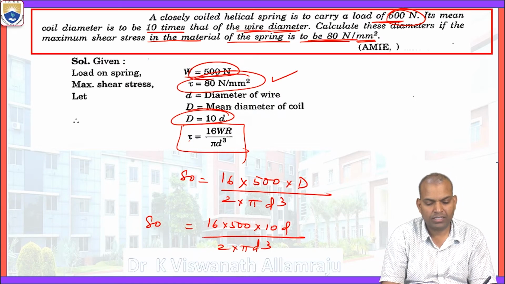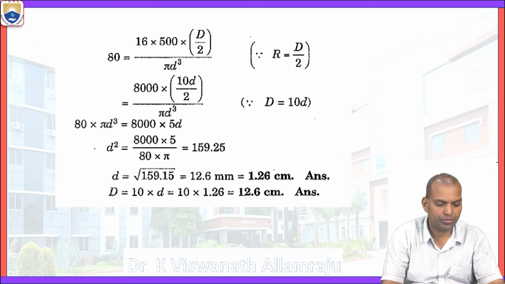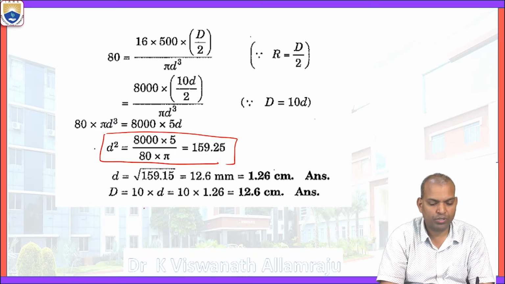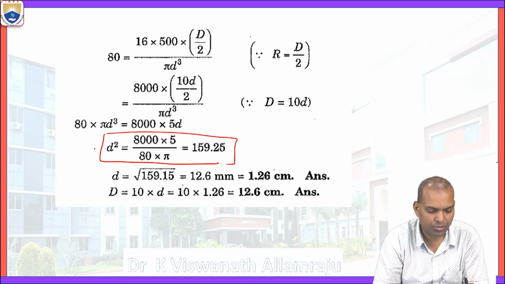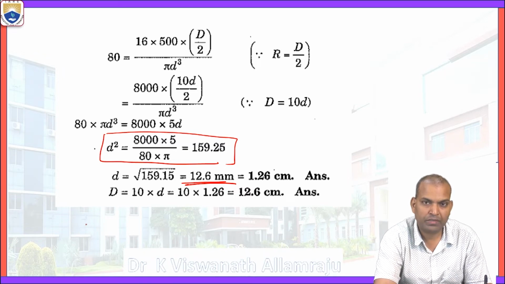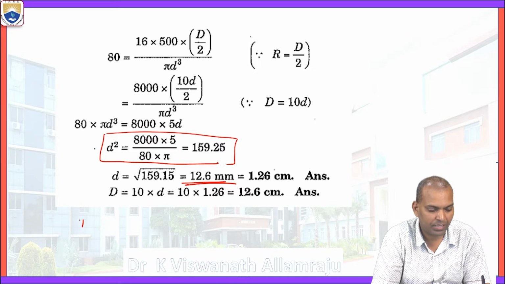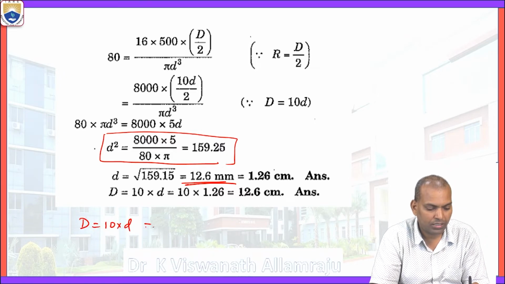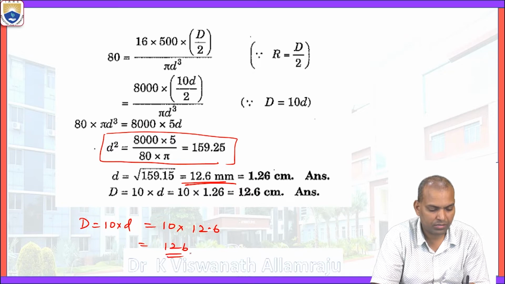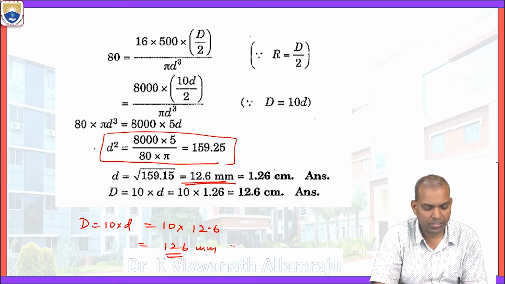So we can calculate the wire diameter here. What is d equal to? d square equal to 159.25. What is the d value? The d value is 12.6 millimeters. After knowing the d value, we know the relation for the mean diameter. What is capital D equal to? 10 times small d, that is 10 times 12.6, that is 126 millimeters. In terms of centimeters, that is 12.6 centimeters.